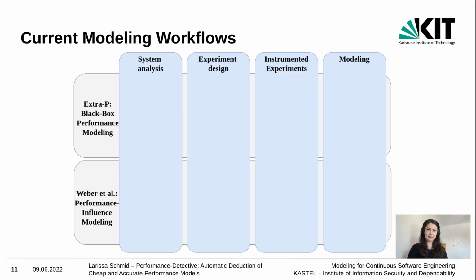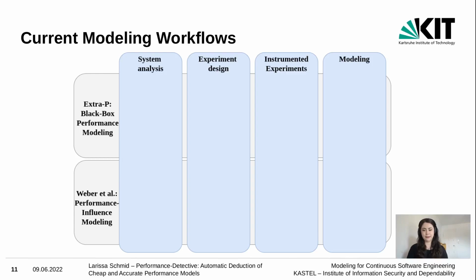And usually they consist of a 4-step process, where in the first step the system is analyzed and parameters to be modeled are picked out. In the second step, it's decided about an experiment design, so which points we should measure to create the performance model from. In the third step, the experiments are actually executed, and in the last step, the models are generated from the measurements.